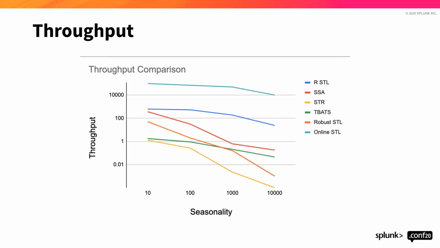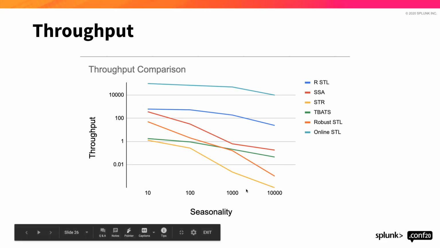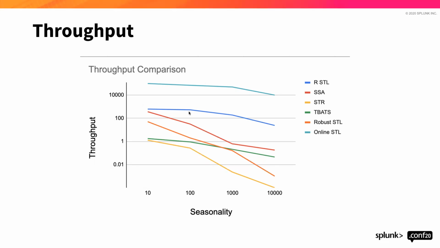Also, at the end of the day, we care about throughput, right? The whole reason why we did this is because we need this to scale. So this is a logarithmic scale. You can see that our algorithm, which is here, across a wide range of seasonalities, has 100 times higher throughput than the next best algorithm.